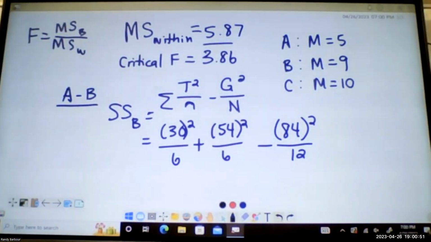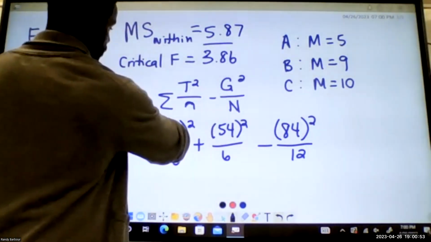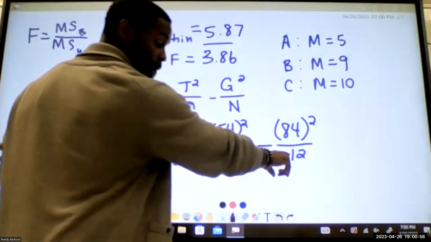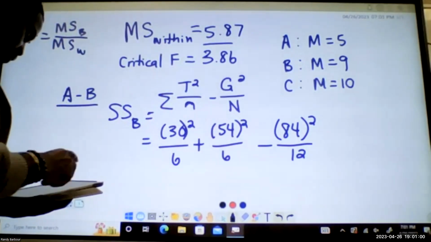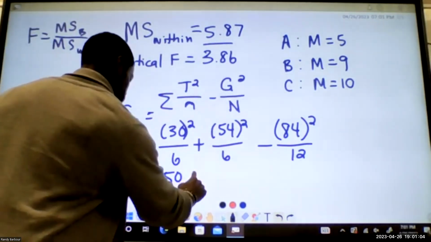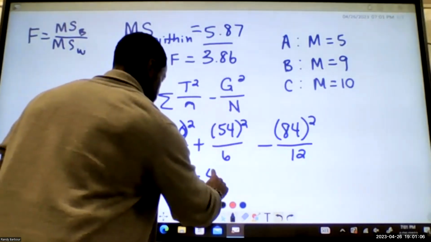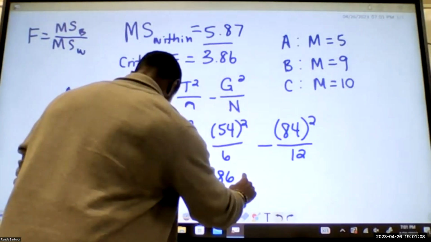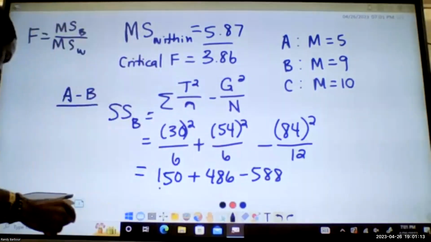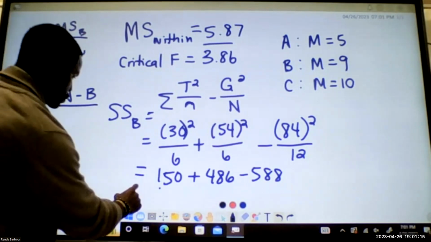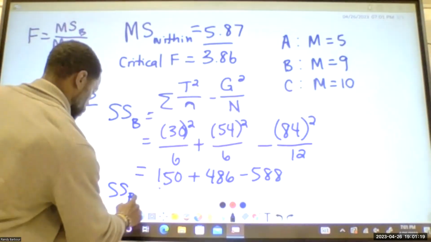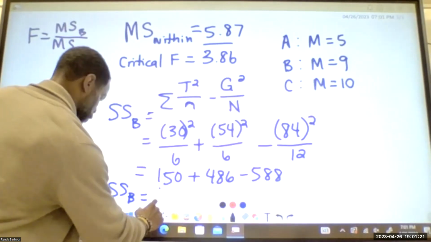Again, I'm only using 2 samples. So add 30 plus 54 gives me 84, and 6 plus 6 gives me 12 here. Then I just do the work. Now I have 150 plus 486 minus 588. That gives me my sum of squares between, 48.